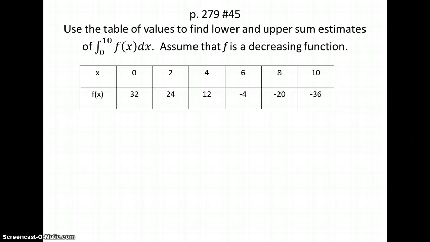Okay, number 45 from page 279. Use the table of values to find lower and upper sum estimates of this function. Assume that f is a decreasing function. So this is another reason why approximations are valuable. We don't know anything about the function except for 6 specific values and what the function values are. F is decreasing, so the left endpoint is going to be our upper sum.